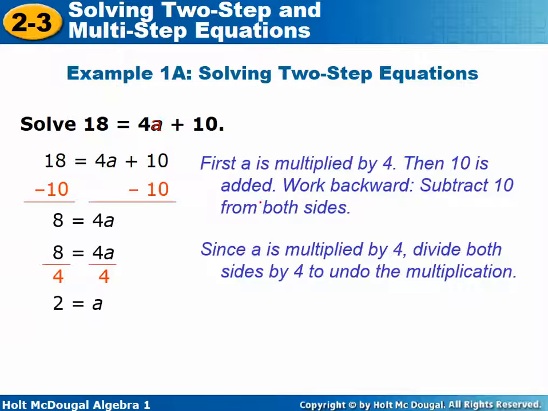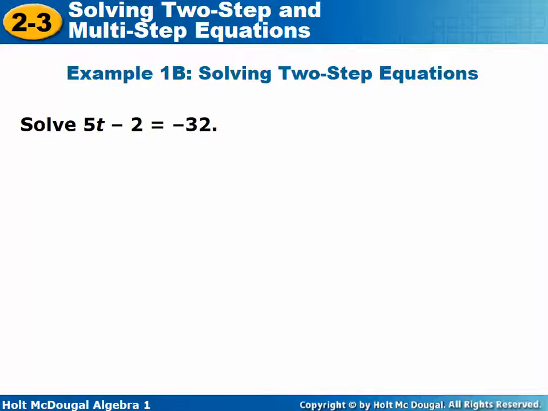Oh, they didn't show the checking. The next thing you would do is you would check this by writing out your original equation, except where I see an a, I will put the 2 that I got for an answer. And then we will figure out both sides of this equation and see if we get the same thing on both sides. So 4 times 2 is 8. 8 plus 10 is 18. And on the left side, of course, we have 18. So 18 equals 18. This is true. So we got the right answer. You should always check your work.